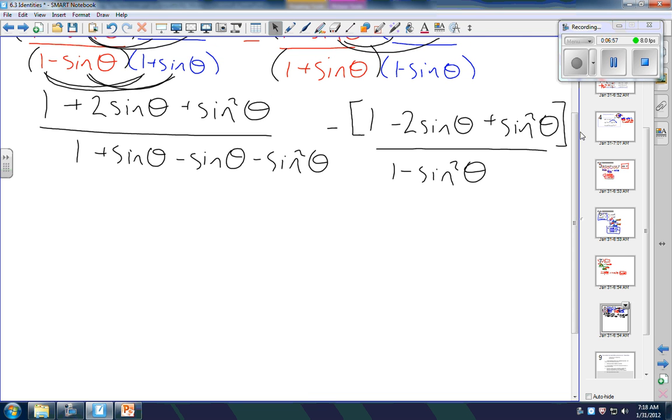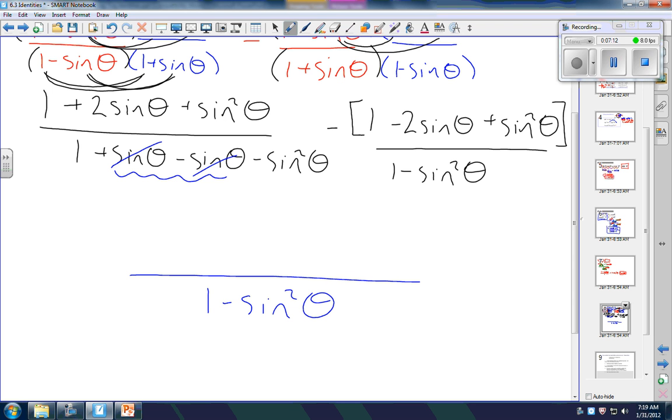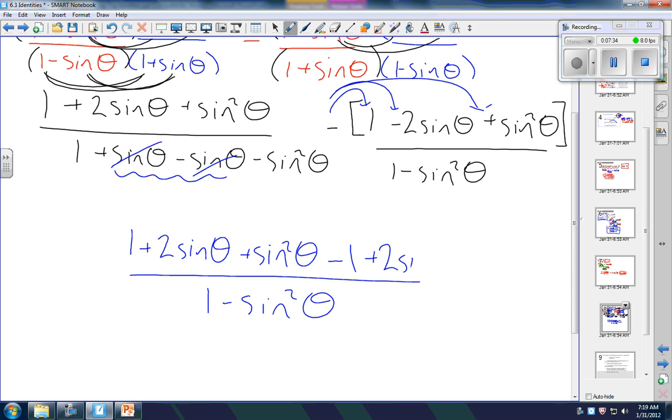Okay, so we look at this guy now. These guys canceled. Okay, so we do get that same common denominator down there. So if you want to put everything over a 1 minus sine squared, you can. And we start looking at the tops. Nothing we can do with this guy here, so we're just going to add it together right now. Now, we do have this minus, so we got to make sure that minus sign gets to all those places in there. Minus 1 plus 2 sine of theta and minus a sine squared.